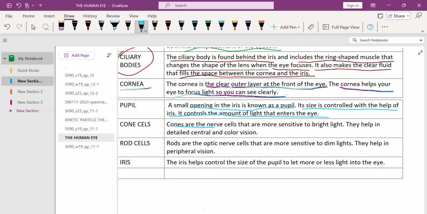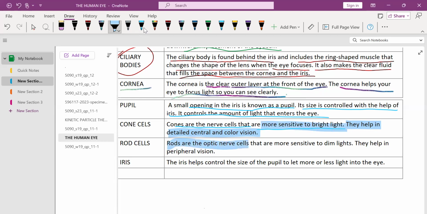Cone cells are the nerve cells that are more sensitive to bright light. They help with detail, central, and color vision. Just remember that the cone cells are the photoreceptor cells present in our retina, and they are more sensitive to bright light.